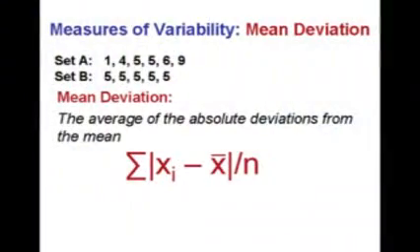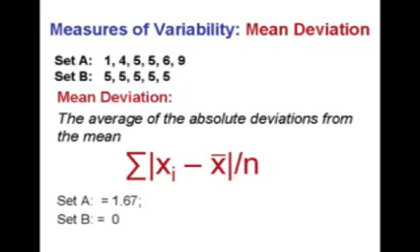The mean deviation is the average of the absolute deviations from the mean. Notice the upright bars within the formula. These are the absolute value signs. Any calculation performed within the absolute value sign will always be a positive value. So even if the calculation within the absolute value sign yields a negative number, we will always change it to a positive. As we can see, the mean deviation for set A is 1.67 and for set B, 0.